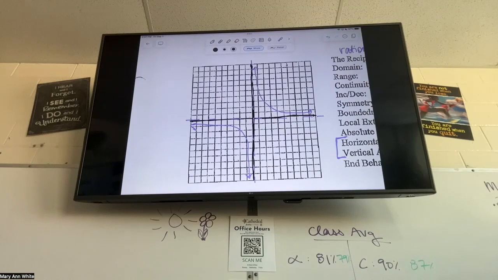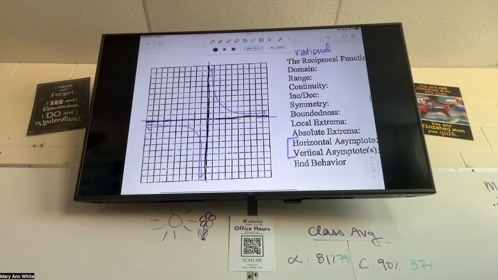Not as easy an explanation for vertical, but just trust me, the vertical one's there too. Okay, so that's why it's kind of funky, and we will explore more of this in chapter 2. I just want you to have a basic idea of this picture and this graph. Okay, so let's do it. Let's do domain. What would my domain here be?